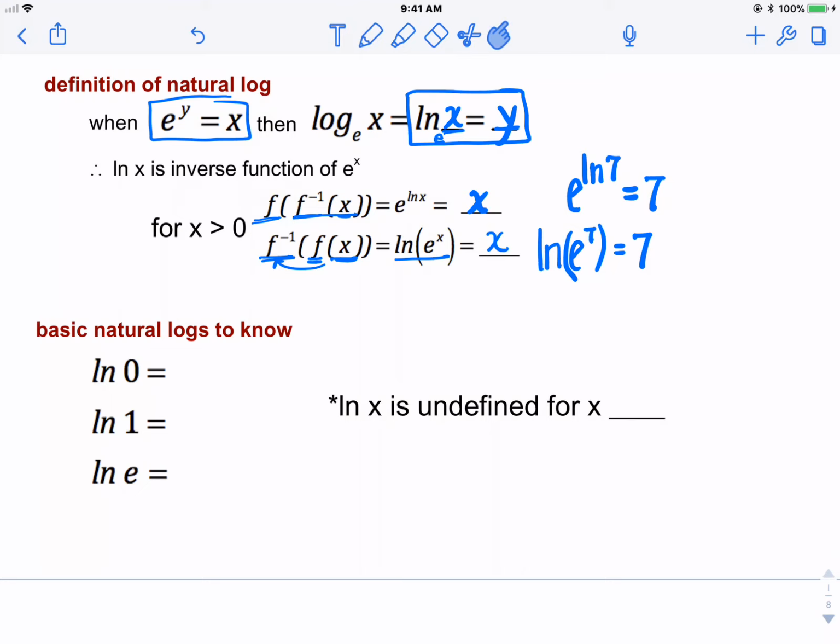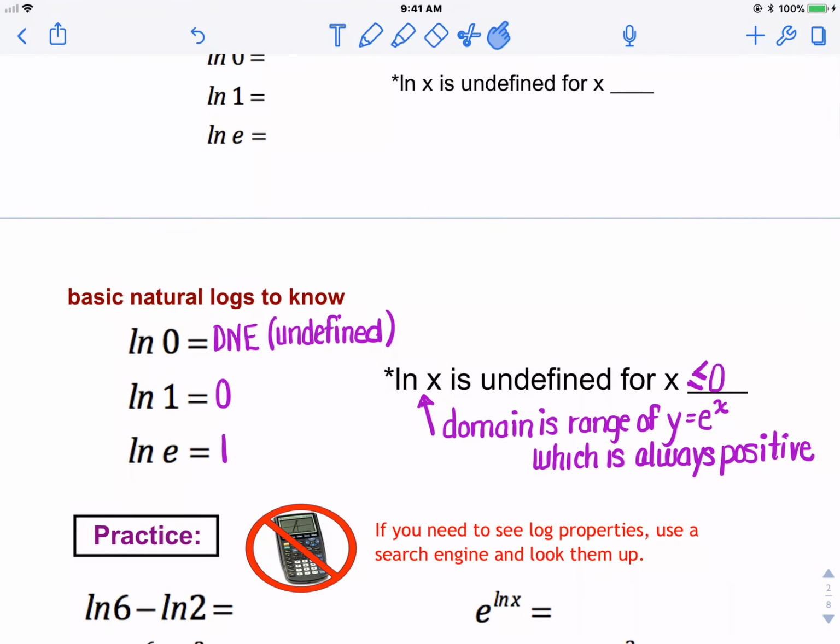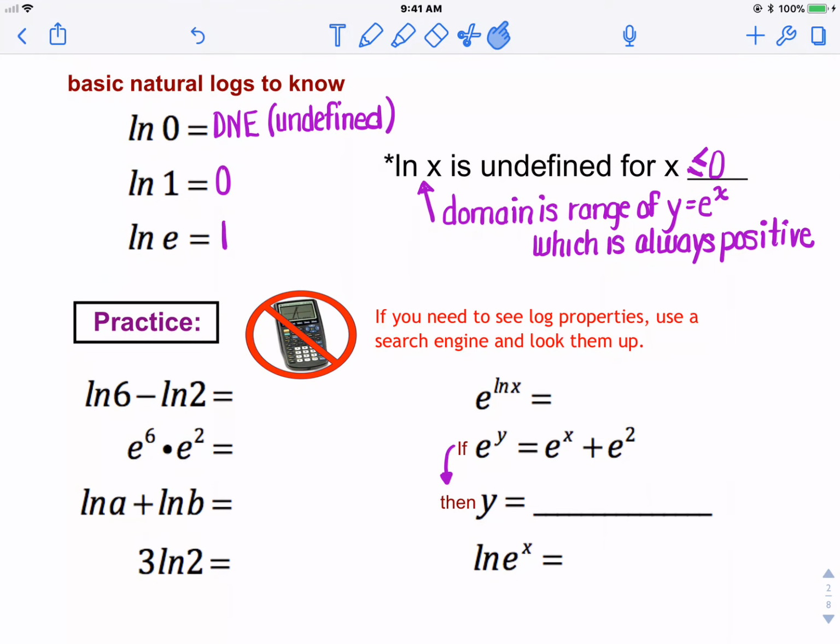So pause the video. There's 3 basic natural logs you should know, and you should be able to tell me about when natural log of x is undefined for certain x values. Pause the video and come back when you've figured those out. If you're back, you figured out some of your log basics, okay, and you can pause the video here and check and make sure you understand that.